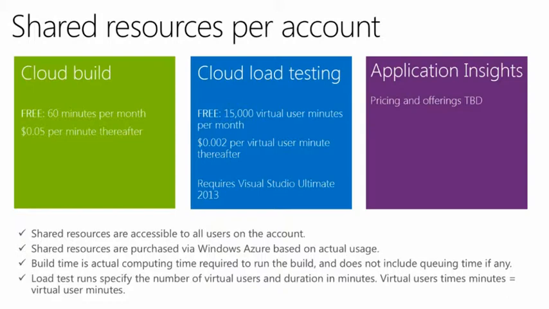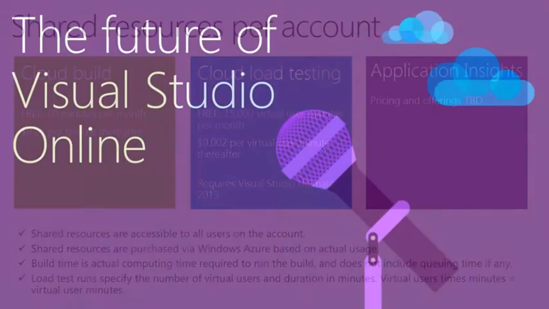And then another shared resource that's completely free right now during the limited preview is Application Insights, and we'll talk to you more in the future about pricing and offerings when we determine those. So again, those shared resources are purchased through Windows Azure based on your actual usage. And the build time, by the way, is computed only as the build is running. You're not paying while it's queuing and waiting in the queue.